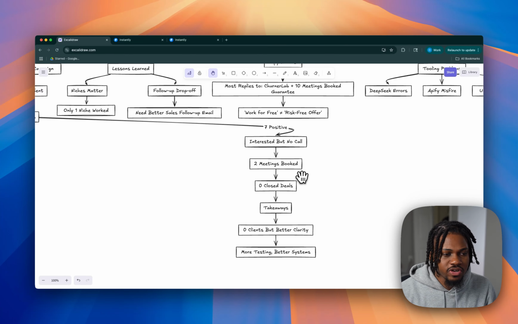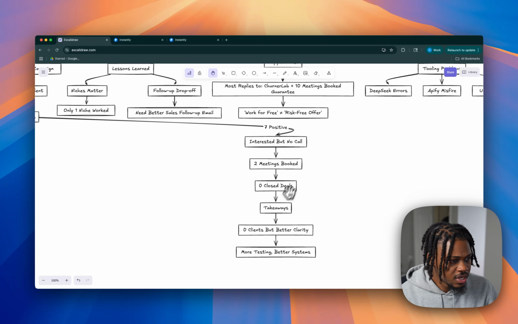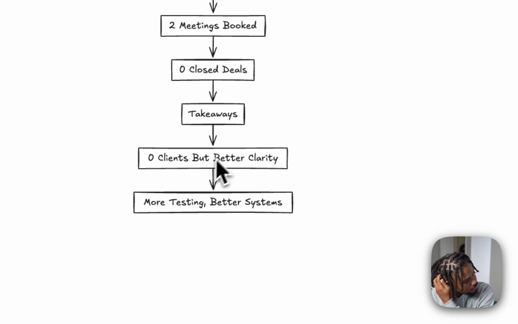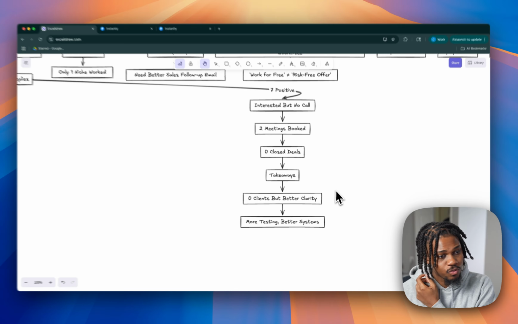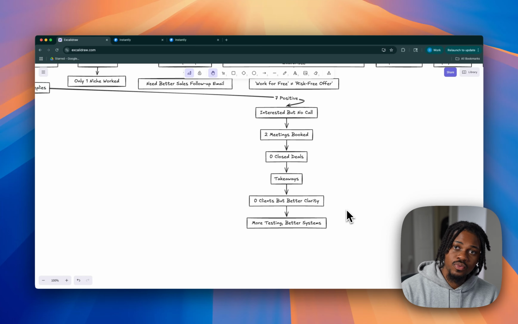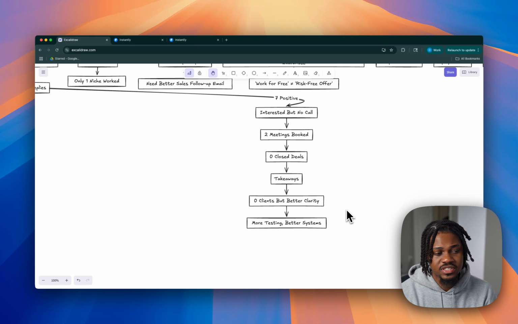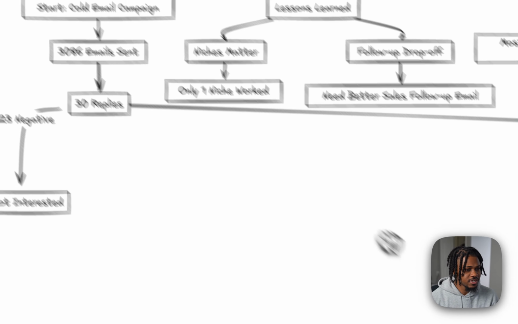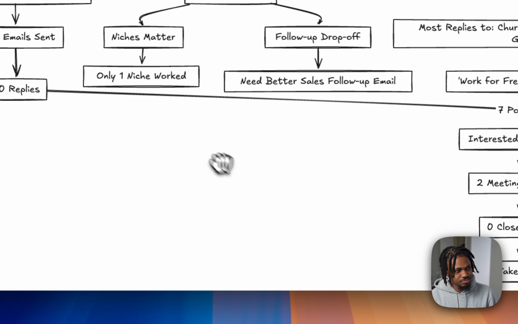Here I'm just going to be sharing with you what I learned. So let's go to the takeaways. 0 clients, sure, from cold email, but I have way better clarity now. I have a better understanding of what niches are probably going to work for me, what niches don't work, what offers work, what offers don't work, what email sequences work, and what email sequences don't work. So now I have better systems and I've been able to test more. Again, it's all about what you learn from your L's. That's the only thing that matters.